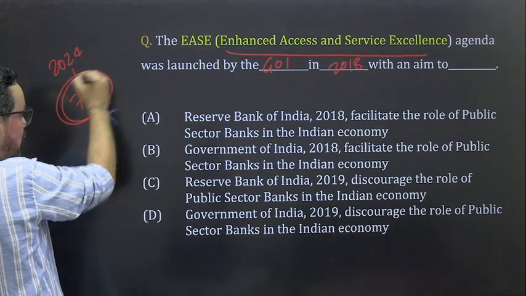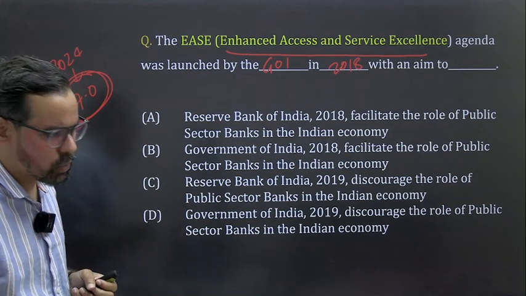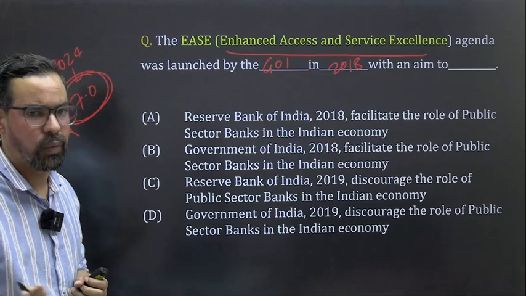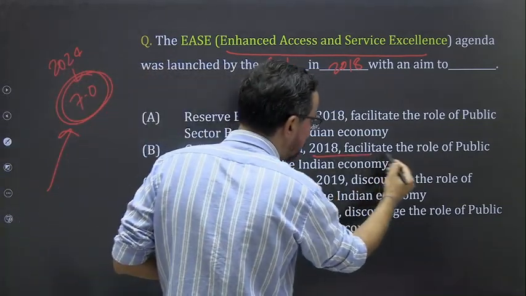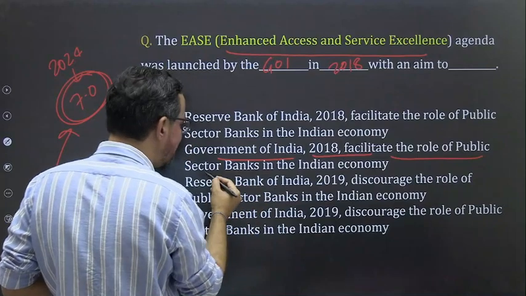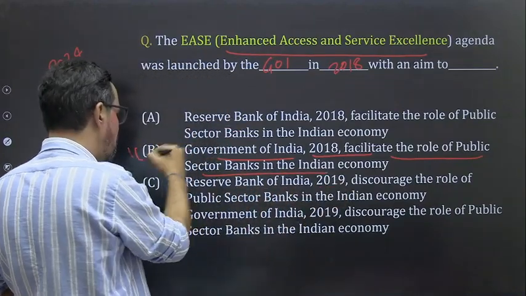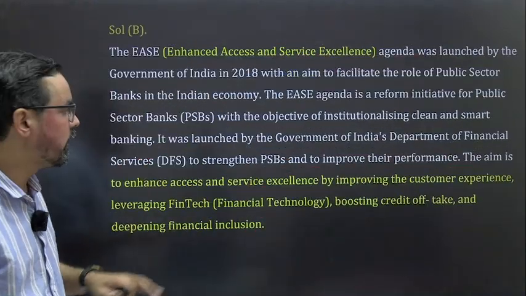ठीक है, तो इसको थोड़ा करंट अपडेट भी कीजिएगा. In your book they have till EASE 5.0 only. So not Reserve Bank, but Government of India, 2018, to facilitate the role of public sector banks in the Indian economy. So B will be the right answer for this particular one.